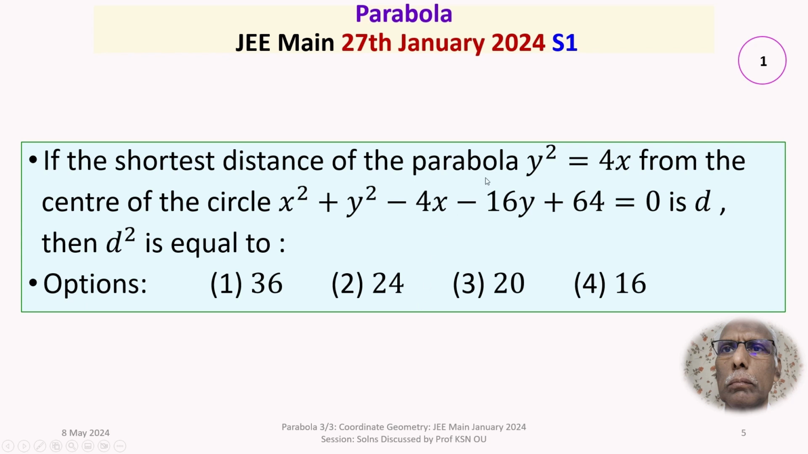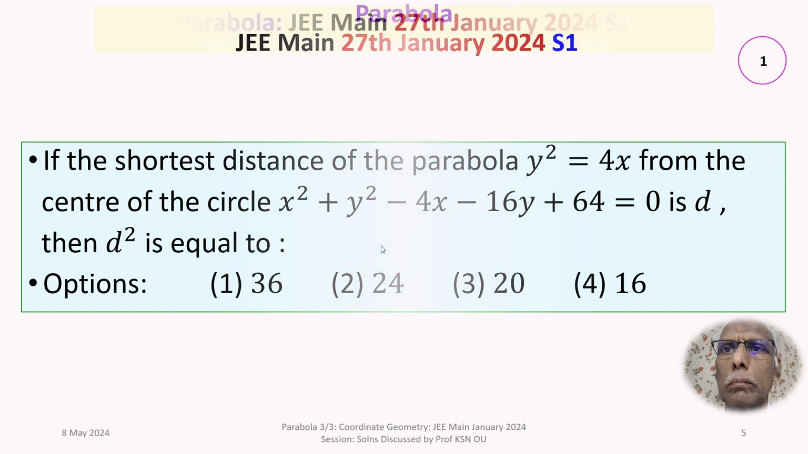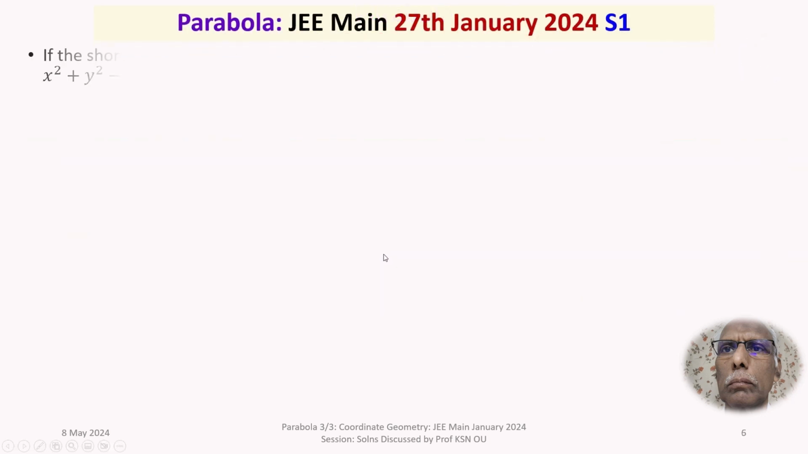We are given a parabola y square is equal to 4x and a circle x square plus y square minus 4x minus 16y plus 64 is equal to 0. And d is the distance of this parabola from the center of this circle. Then we are required to find d square. Let's now discuss the solution of the problem in detail.